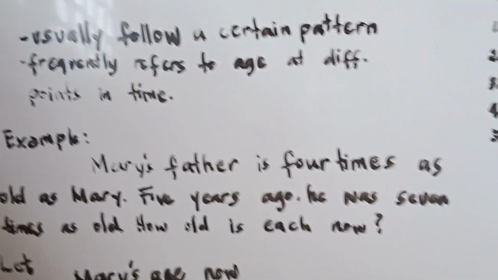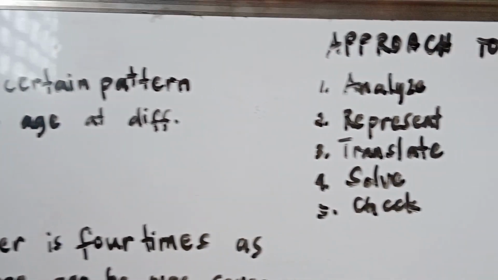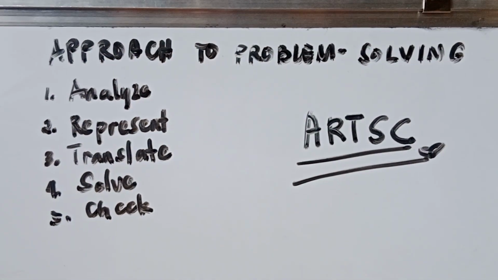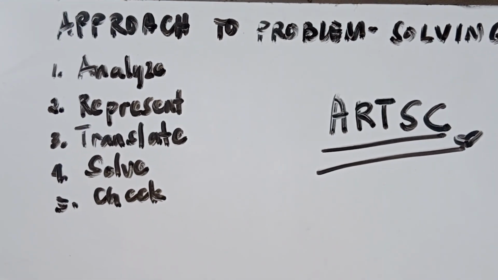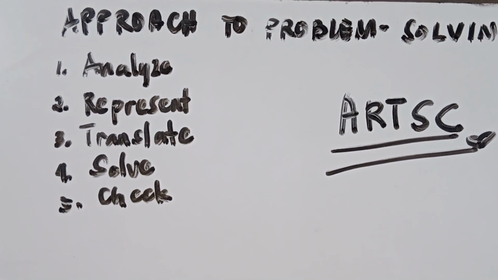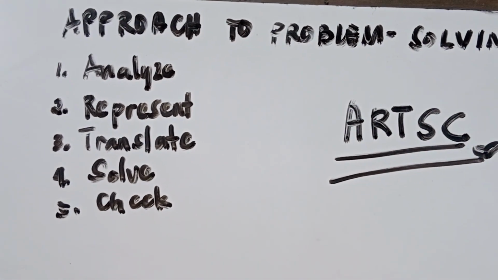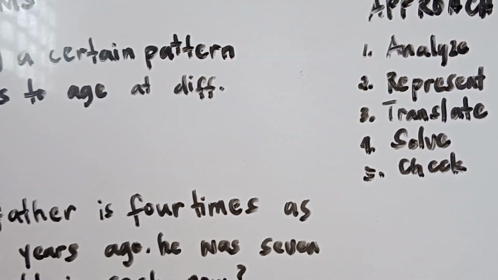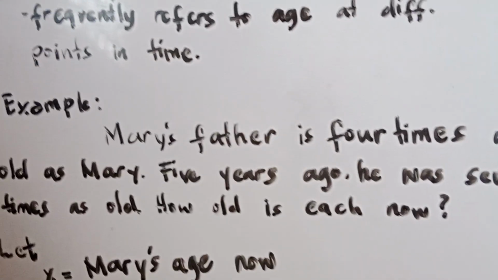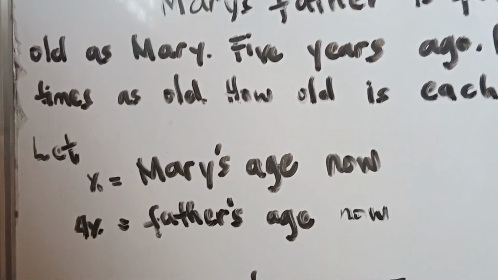So before you represent, I'll give you this tip. We have this approach to problem solving. First, you have to analyze the problem. Second, represent. Next, translate, solve, and then check. So in short, you have to take note of ART SC. Let's go back to the problem. So assuming that you have already analyzed it, we will now represent.